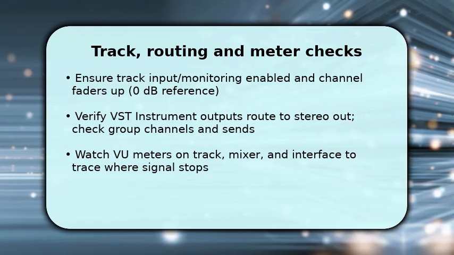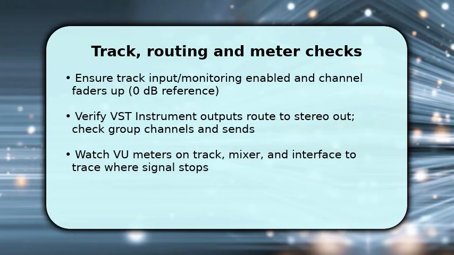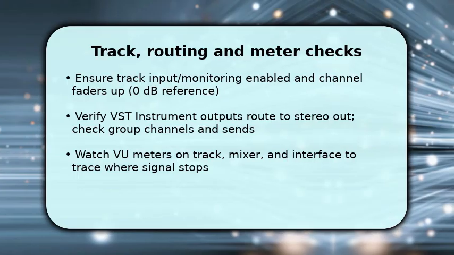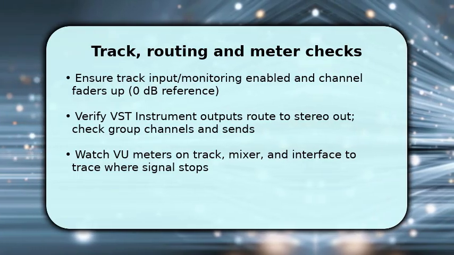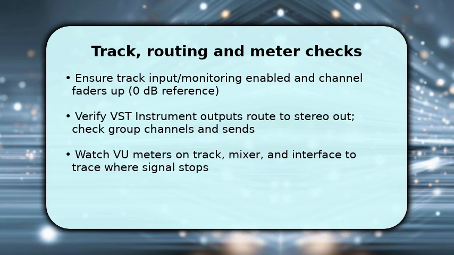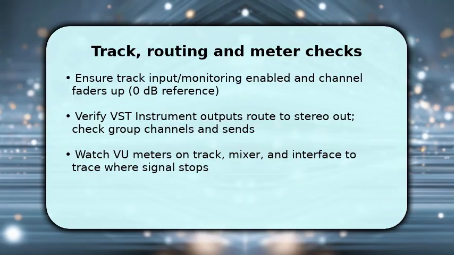Inspect the VSTi instrument output. Route its outs to Stereo Out or the intended bus, and check group channels and sends for unintended mutes or zeroed gains. Use the mixer and track VU meters to follow the signal path. If meters show activity but the interface is silent, focus on the bus-to-hardware link because that's where sound commonly drops out.